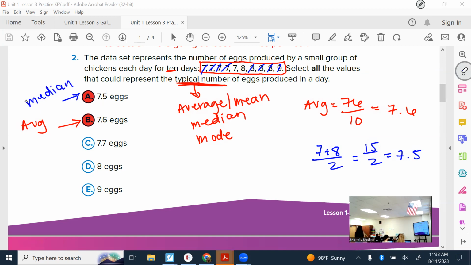What would be my mode in this one? My most common value? 7. Notice they don't have 7 on this list, but if it was, then I would pick it. They just give me the median and average, those are my typical values, so just those. Okay, question on.